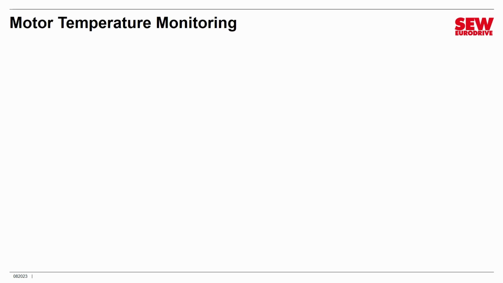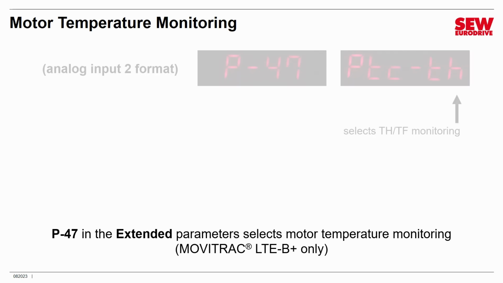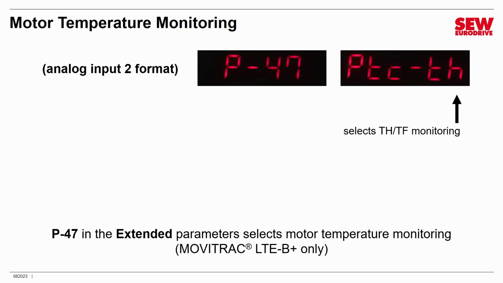Let's continue. Now, what if you want to connect up a motor temperature sensor, either TH, which is a thermostat, or TF, which is a thermistor? Do you have to do anything special? And the answer is only if you have a MOVITRAC LTE-B Plus. The MOVITRAC LTE-B Plus has a dedicated parameter and error message associated with motor temperature monitoring. It's parameter 47 in the extended parameters, so you need to go in there and you need to set it to PTC-TH. And that will tell the MOVITRAC LTE-B Plus that it's monitoring a temperature sensor and not some other kind of device connected to its analog input.